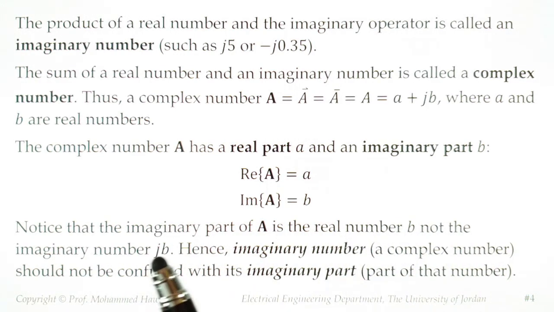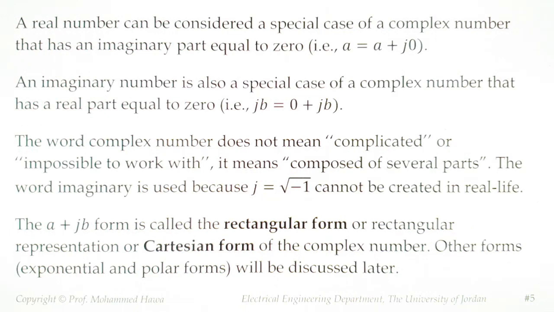Not the imaginary number jB. jB is the imaginary number, while b is the imaginary part. Hence, an imaginary number should not be confused with an imaginary part. A few things to keep in mind when you work with complex numbers.